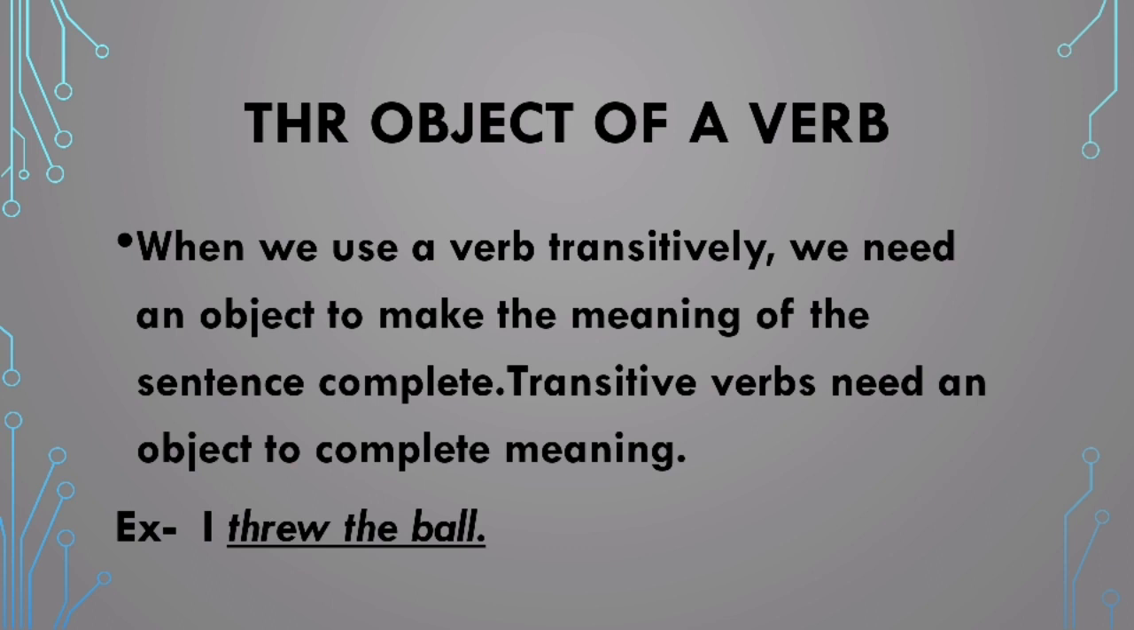Okay. Now let's talk about the object of a verb. When we use a verb transitively, okay, जब transitive verb use होता है, so we need an object for that. So transitive verbs always require an object to complete their meaning. Okay, like transitive verbs, they need an object to complete their meaning. Let's take an example. I threw the ball. मैंने ball throw की, right?